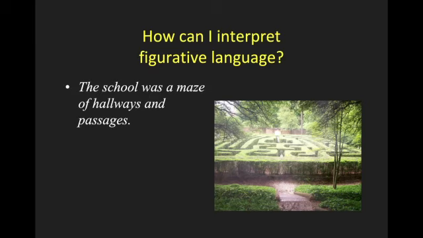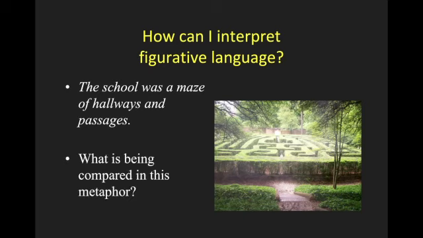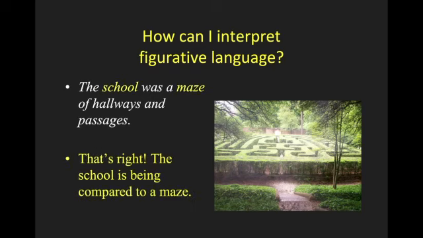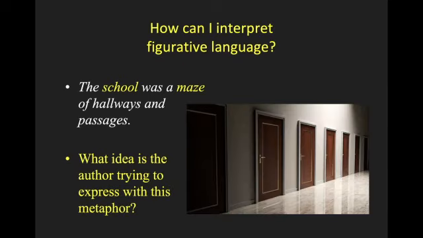So let's look at a metaphor here. The school was a maze of hallways and passages. So what is being compared in this metaphor? There's no like or as this time. So we have in between our verb of to be, which is was, school, and a maze. The school is being compared to a maze. So then what is the author trying to express with this metaphor?